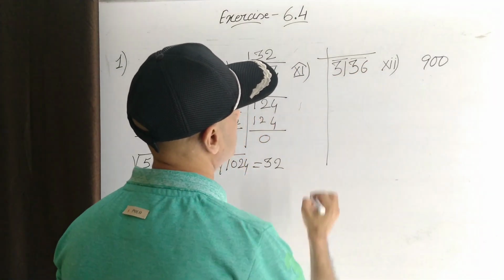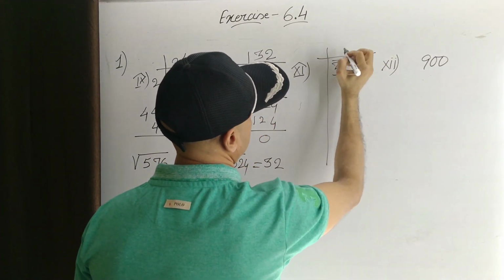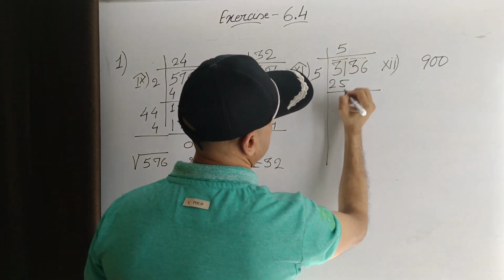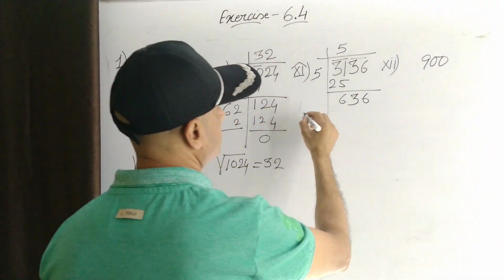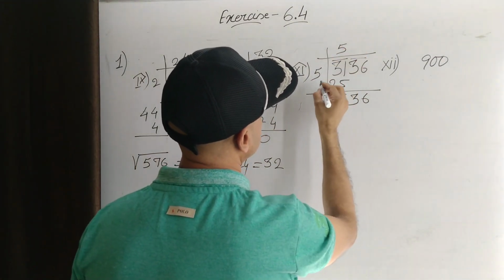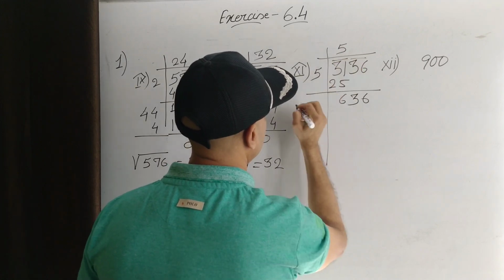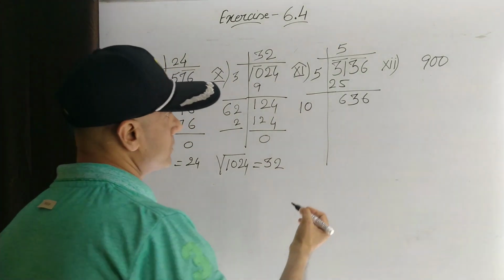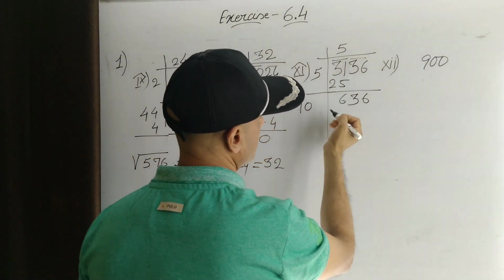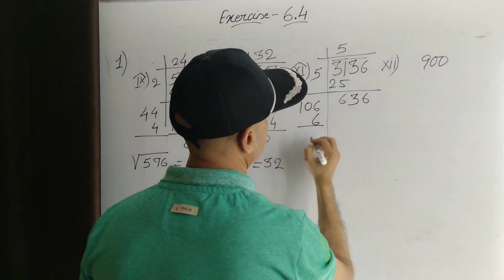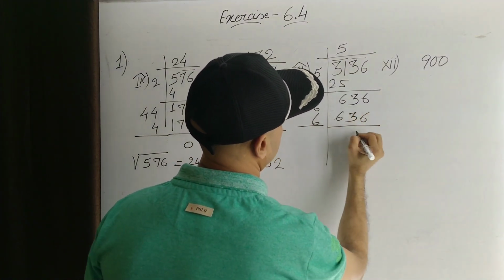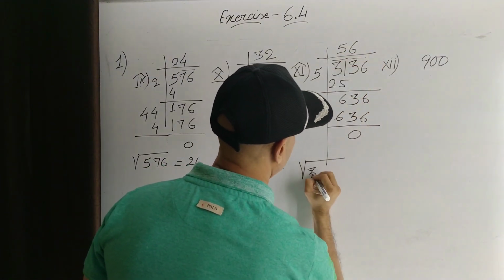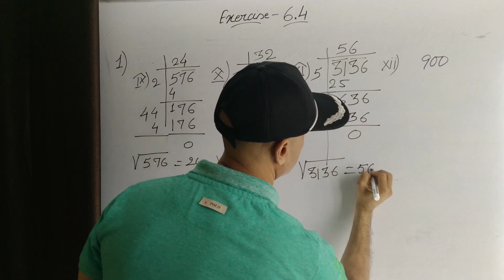This forms pair, this forms pair. 31 we have to deal with. So we will take 5 here, 25. So 25 here, and we got 6 here, and the new dividend. The new divisor will get the first, the left hand component. 5 into 2 is 10. Now we can get, we have 6 here, so we'll get 6 into 6, 36. Put 6 here, multiply, we have got 36, and remainder is 0, and here we'll get 6. So under root of 3136 is equal to 56.